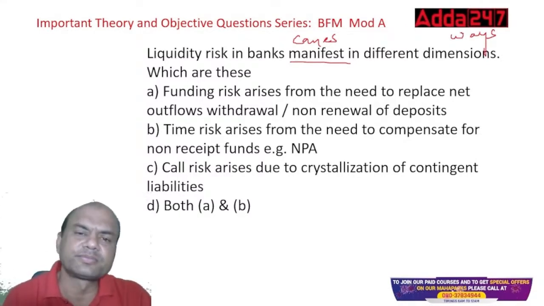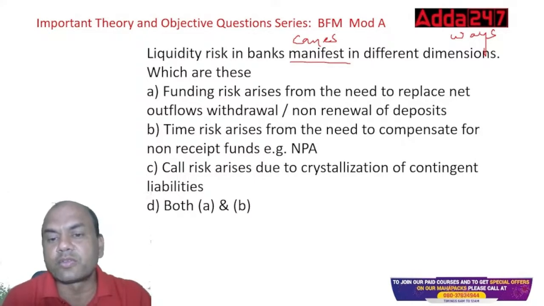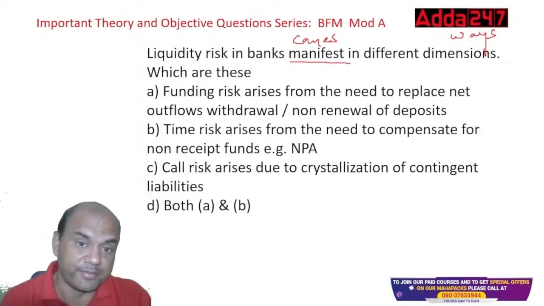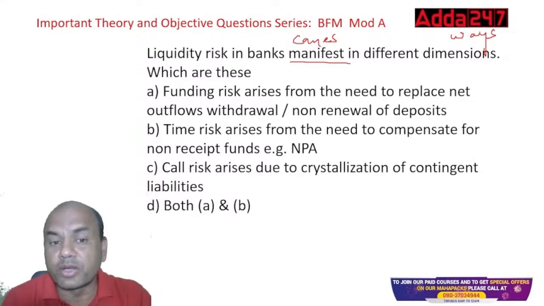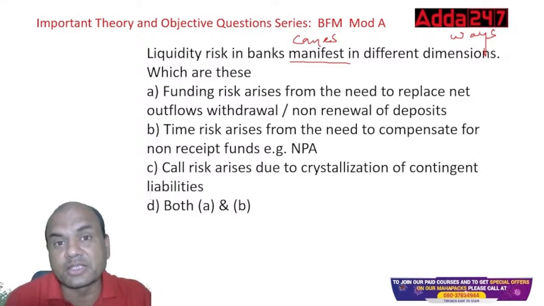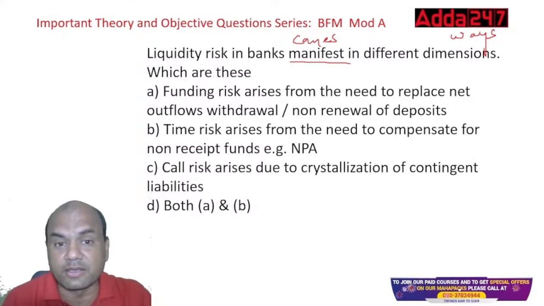What are these? Funding risk arises from the need to replace net outflow, withdrawal and non-renewal of deposits. It can be. Just answer. Think over it and answer. Fine. So here, CAIIB is not like JAIIB. Just because you got the answer, don't just tick it. No. Here you have to think.